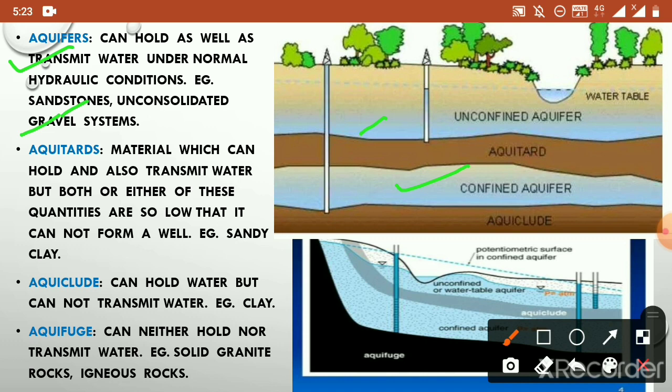Aquitards are materials which can hold and also transmit water, but both or either of these quantities are so low that they cannot form a well. An example of an aquitard is sandy clay. Aquiclude can hold water but cannot transmit water, and clay is an example of an aquiclude. Aquifuge can neither hold nor transmit water. Examples of aquifuge are solid granite rocks and igneous rocks.